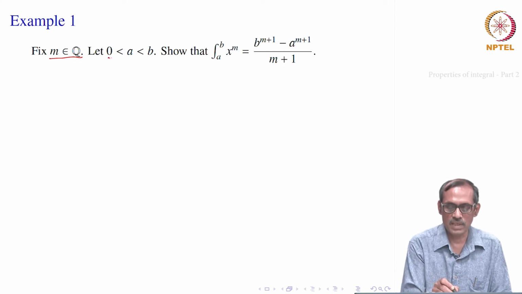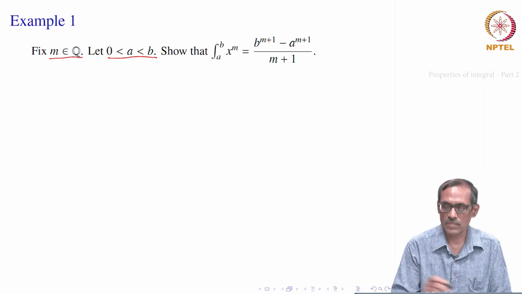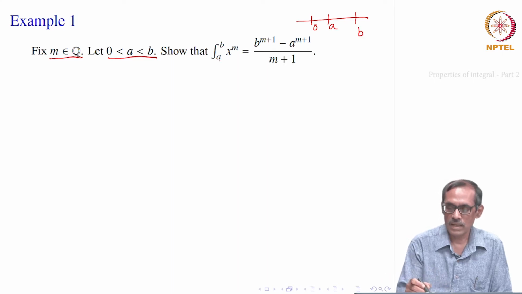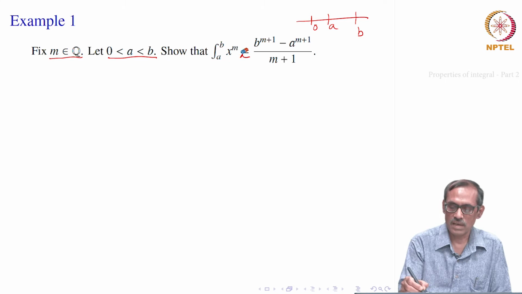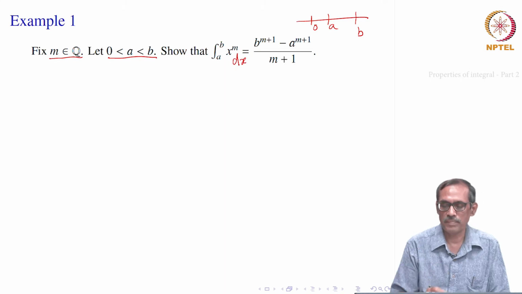Now suppose 0 is less than a less than b. So, that means you have the interval as 0, somewhere a and somewhere b. Then you take the integral of x to the power m on this interval a to b. That is, the power function x to the power m is defined on this interval, m is a rational number. Then you take the integral of x to the power m, integral a to b x to the power m, a dx symbol is missing here.